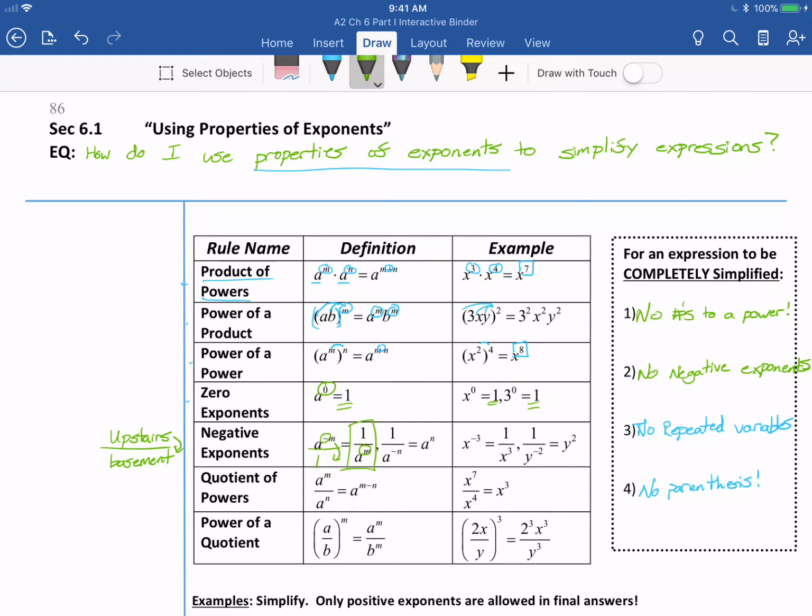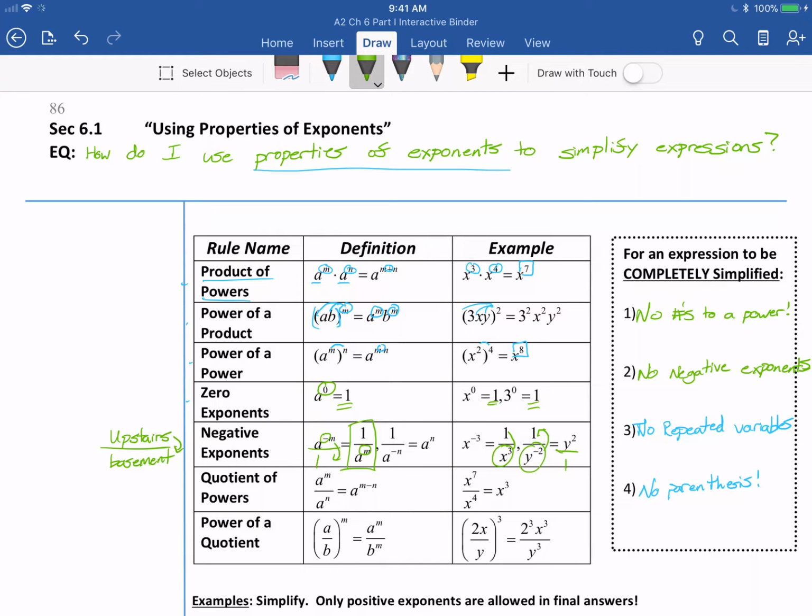If we look at an example here, x to the negative third power goes to the bottom and becomes x to the positive 3 on the bottom. But again, if it's negative in the basement, it's not happy in the basement, so it goes to the top and becomes happy. Wherever it's negative, move it around either to the top or the bottom and make it positive.